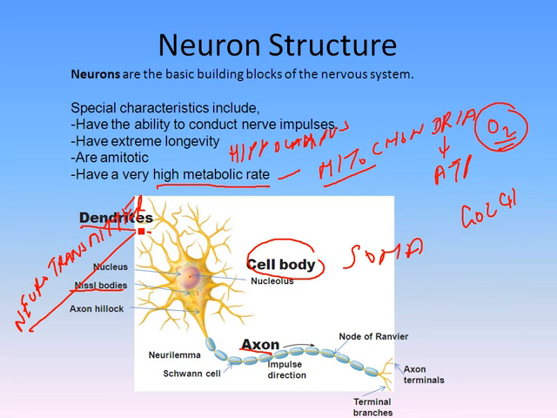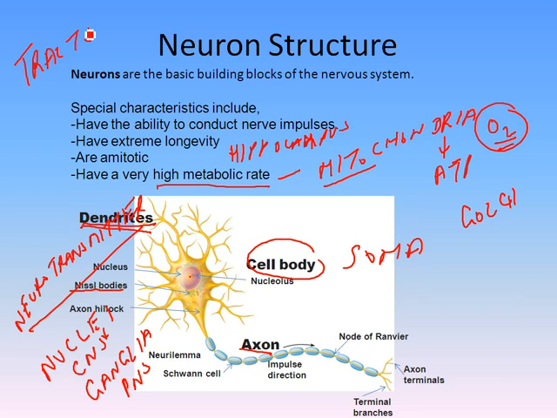Note that the clusters of cell bodies are called nuclei in the central nervous system, and they are called ganglia in the peripheral nervous system. There are arm-like processes that extend from the cell body, as we said. One of them is the dendrites and the other one is the axon. Bundles of neuron processes are called tracts in the central nervous system, and nerves in the peripheral nervous system.